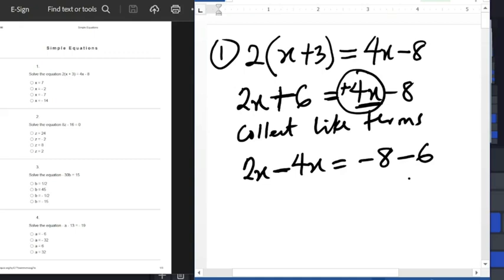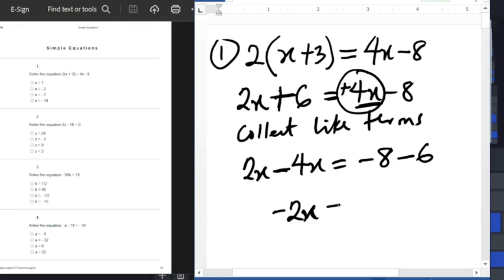So the next is for us to do 2x minus 4x. Don't forget, anytime you are subtracting two numbers with different signs, what you are expected to do is to subtract the smaller number from the bigger number. So 4 minus 2 will give us 2x. The sign before the bigger number is minus, so the answer will also be minus. I hope this is very good.